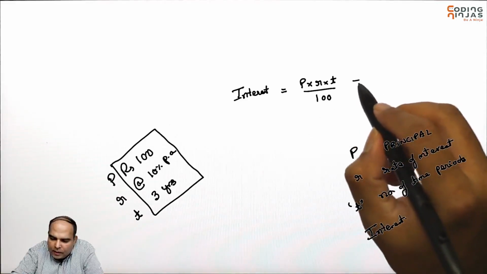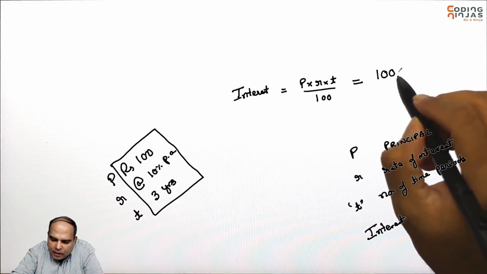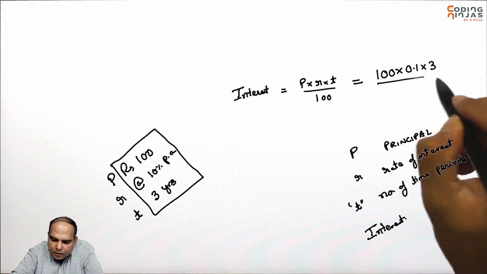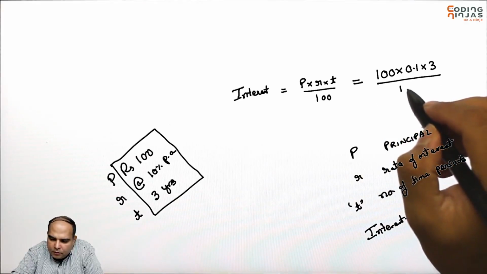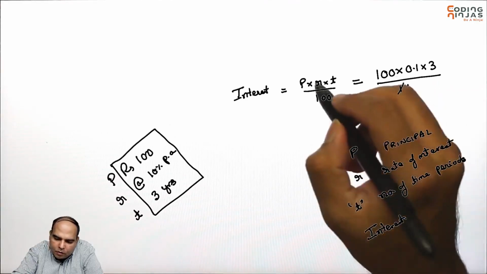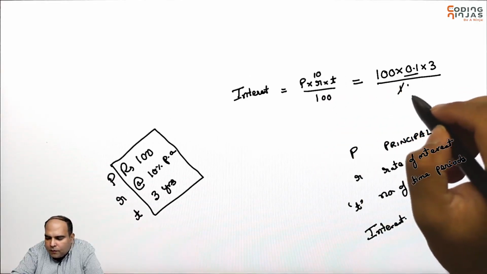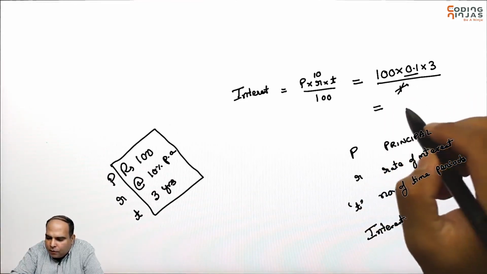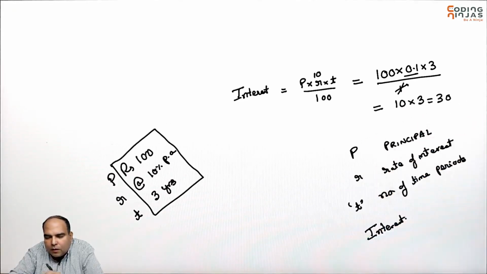So if you put that in this formula, you will be able to see the interest as 100 into 0.1 into 3 divided by 100. Sorry, 0.1 has already happened because we should use this as 10 here, R is 10. So this will be 0.1, you don't need to divide by 100 again. So the value that you will get would essentially end up as 10 into 3, which is 30.